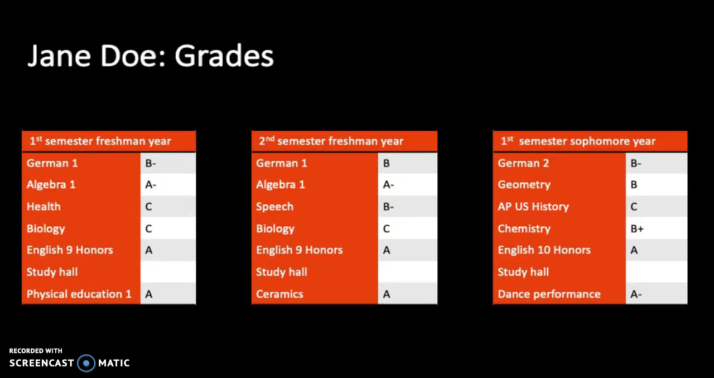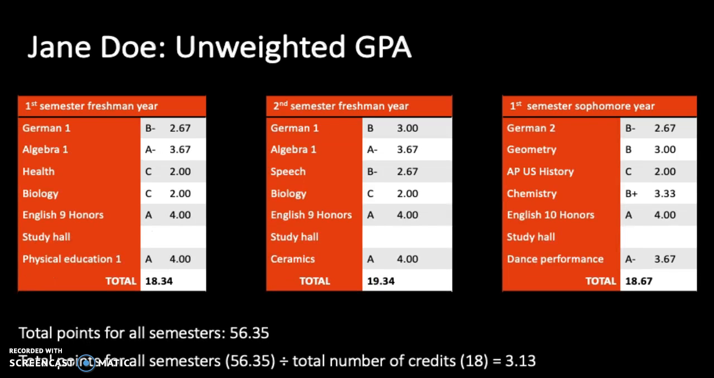Here's an example. Jane Doe is a sophomore at FHS. She's been at FHS for a year and a half, so she has completed 3 academic semesters. Here are her grades. The first step for calculating Jane's GPA is transferring her grades to point values using the FHS scale and then adding up these points. Once we add up all of her points, we divide that total by the total number of credits Jane has completed. In this case, Jane's unweighted GPA is 3.13.